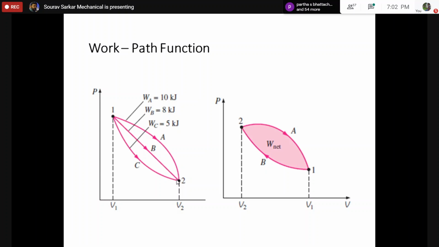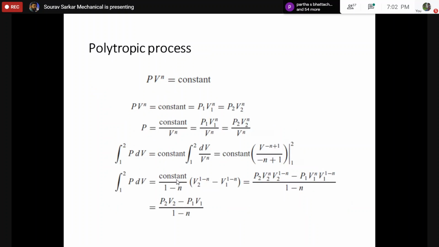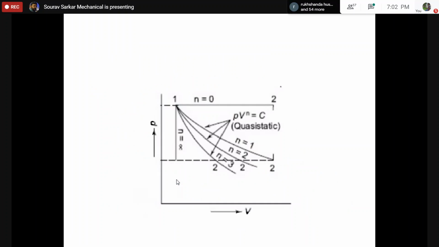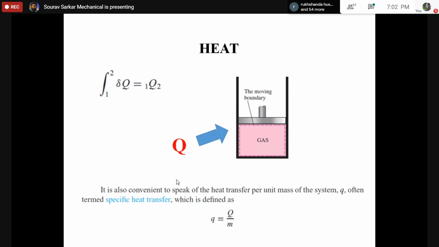It will take 2 or 3 more chapters, but I want to mention that heat interaction is also a path function. Which path you are following, that will give you the net amount of heat interaction. And we know what is specific heat? Specific heat is basically the total supplied heat by the mass. And heat interaction is also having a sign.